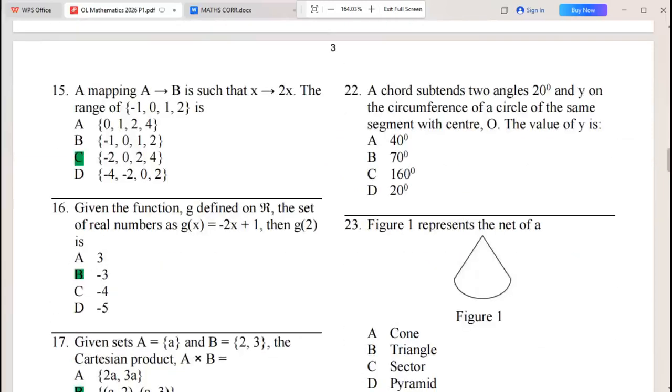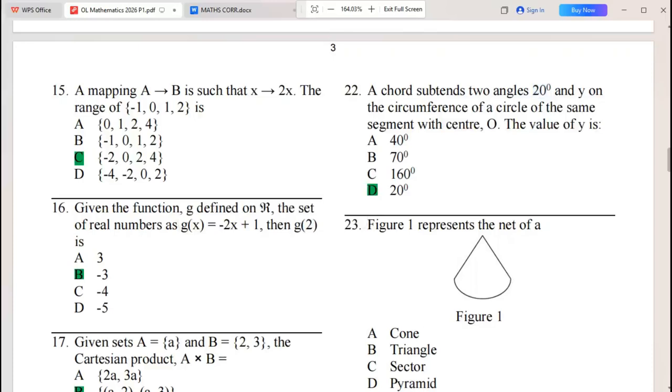Question 22. A chord subtends two angles, 20 degrees and y, on the circumference of a circle in the same segment, center O. The value of y is? Angles subtended by a chord in the same segment on the circumference of a circle are equal. So 20 degrees and y are equal. So for question 22, our answer is D, 20 degrees.